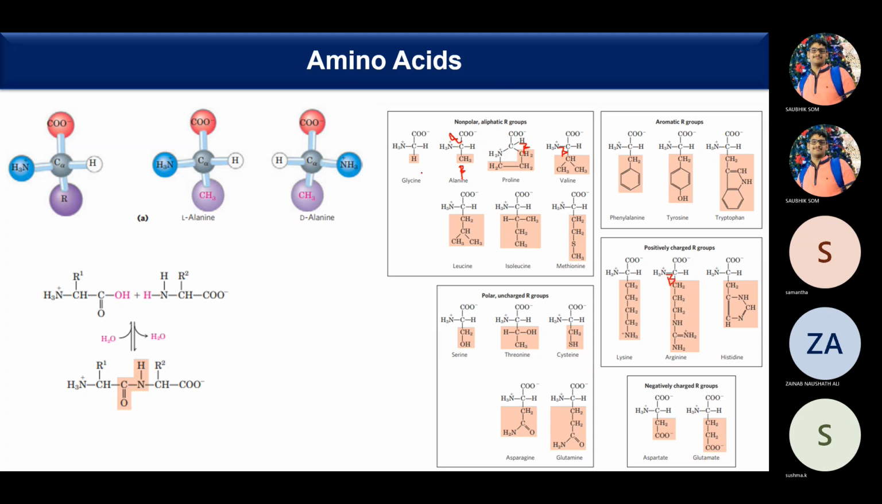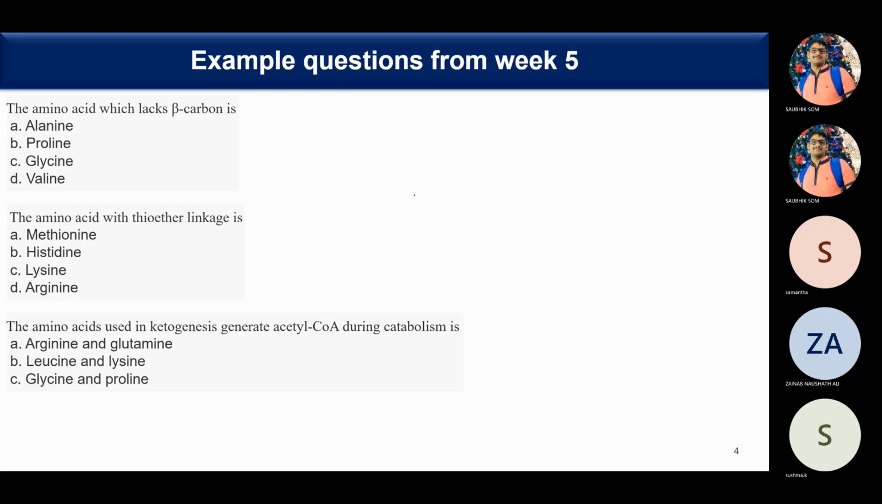Okay. So which of the amino acids lacks the beta carbon? Someone please tell me the answer in the chat or by unmuting yourself. Okay, so no one.